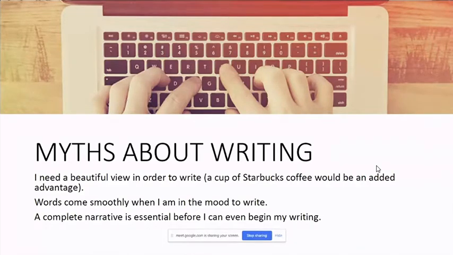A complete narrative here also means that you need to have a good storyboard in order for you to write. Not necessarily so. So that's a myth about writing that I need to highlight to all of you, to remind.